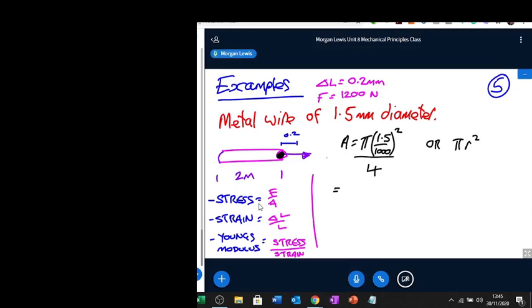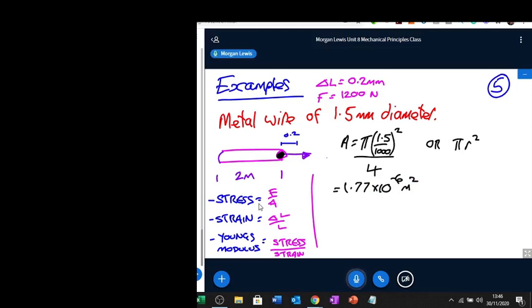Well done, Benjamin. Yes. We'll use 1.77, something like that, times 10 to the minus 6 meters squared.